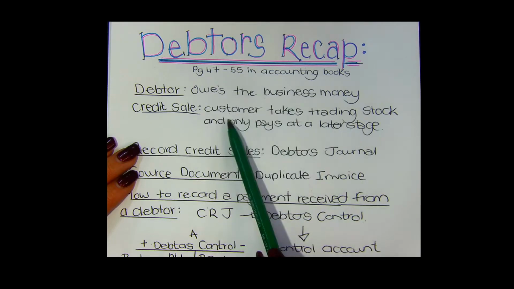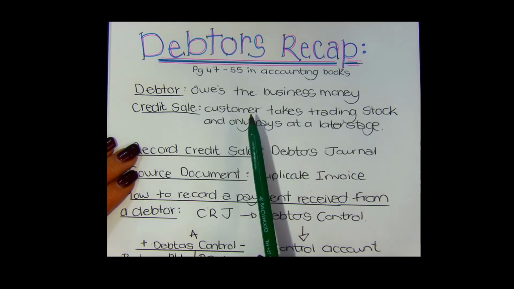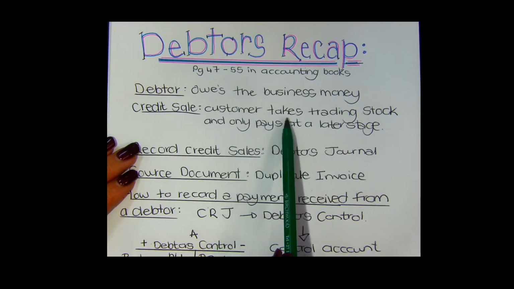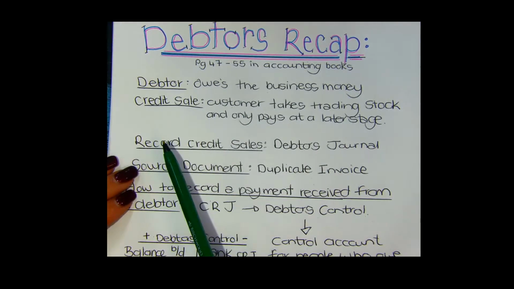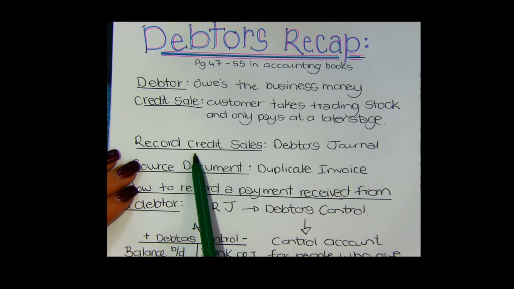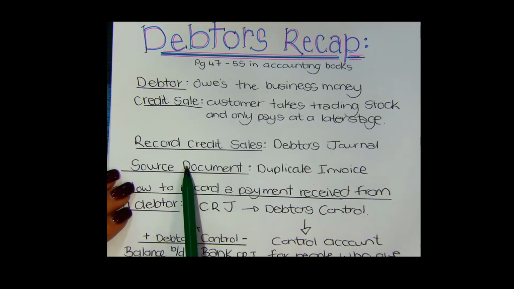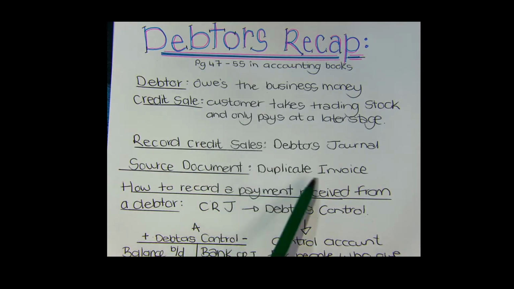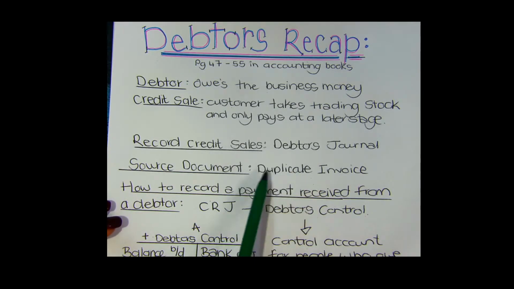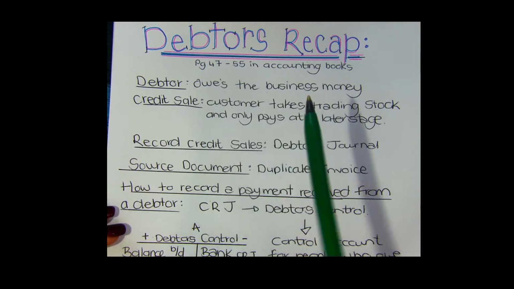So that we refer to as a debtor, because they have taken my trading stock and instead of paying for it right then and there, they are going to pay for it at a later stage. In which journal do we record credit sales? That would be my DJ, a debtor's journal. The source document I use is a duplicate invoice. So the original invoice will be given to the customer, and the business will keep the duplicate and use the duplicate invoice to record in my debtor's journal.